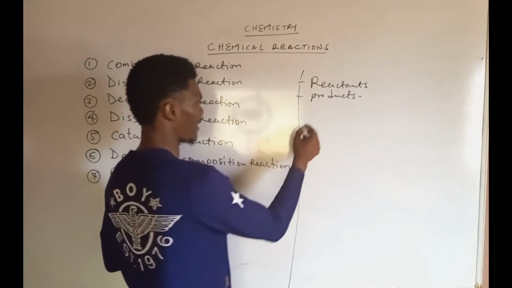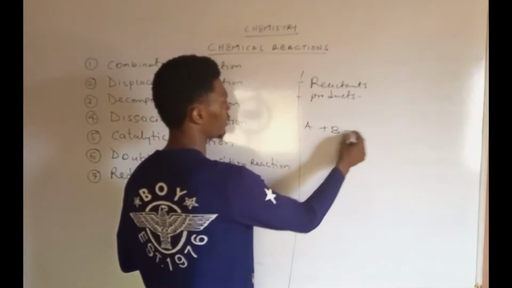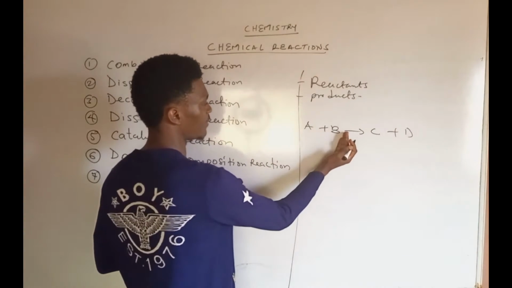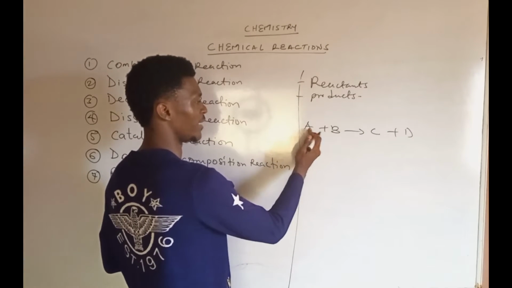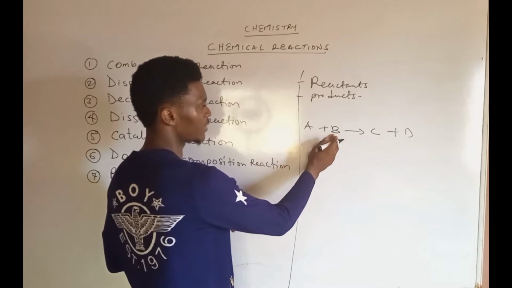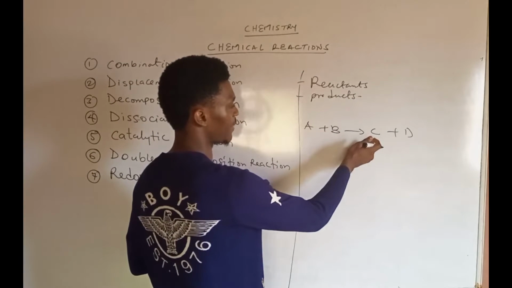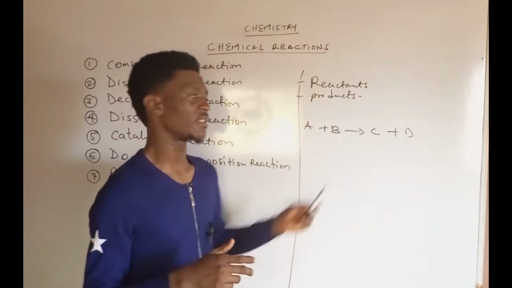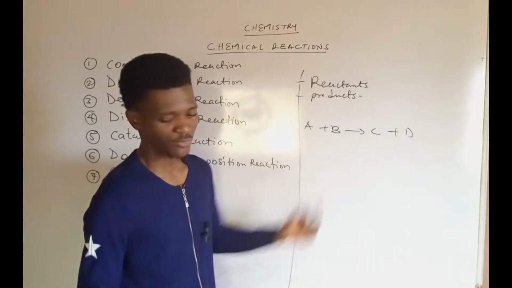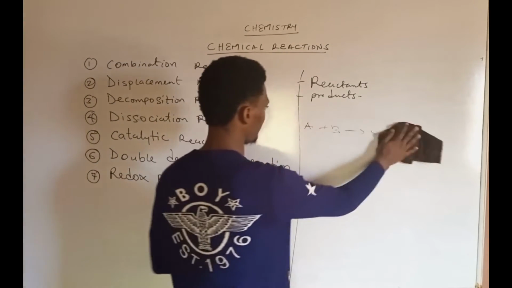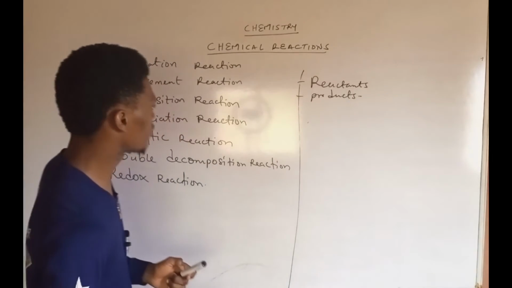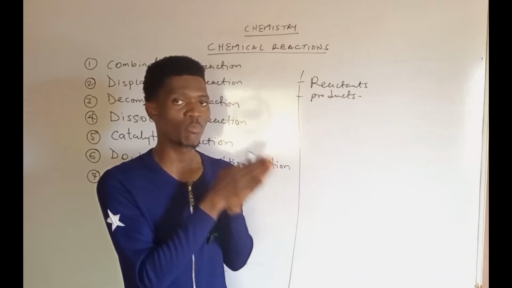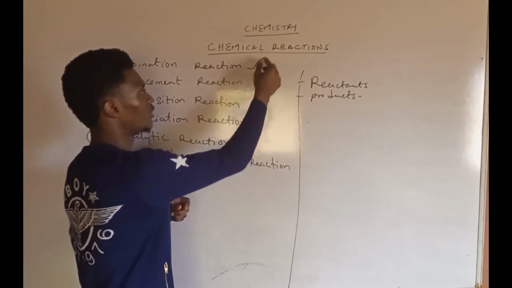For example, if I have A plus B to give C plus D, in this case, the reactants are the ones that are written before the arrow, and they happen to be A and B, while the products are the ones written after the arrow, and they happen to be what? C and D. Okay, so the products are the ones written immediately after the arrow, while the reactants are the ones written before the arrow. Okay, so looking at combination reaction, you have two or more reactants combining to form a single product. That's all about combination reaction.